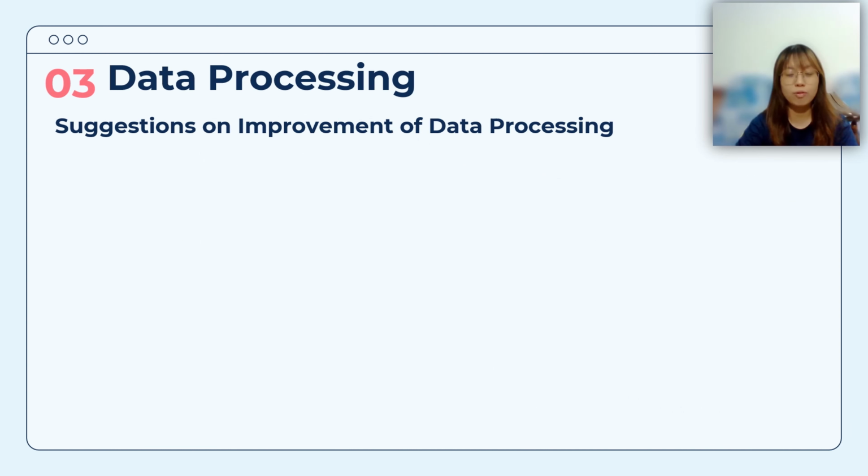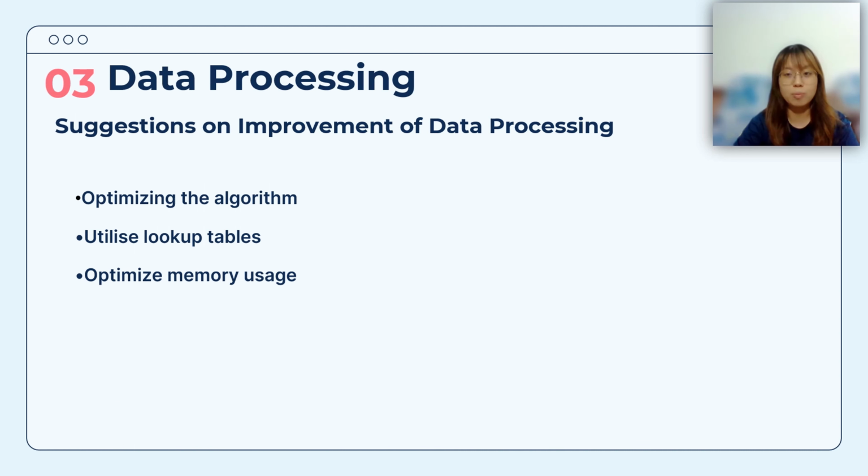There are several methods to improve data processing. One of the methods is optimizing the algorithm by exploring alternative algorithms that can achieve the same results more efficiently. Besides, lookup tables can also be utilized to perform complex calculations or functions, which will reduce the computation time. Another method to improve data processing is to optimize memory usage. Unnecessary data such as null values and duplicates should be removed to ensure efficient utilization of memory resources.